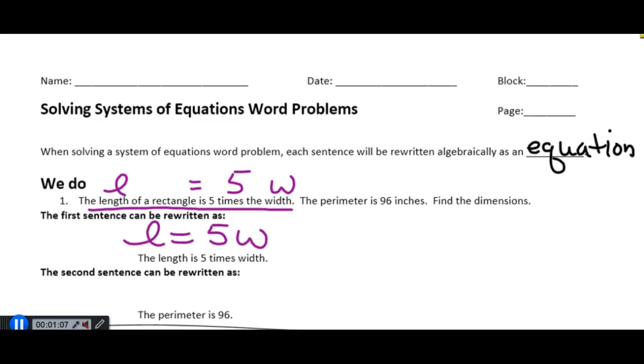Then we have another sentence that says the perimeter is 96. Now the temptation here is to introduce another variable, to say P is 96, but that's an issue because for a system of equations, with 2 equations to be solvable, we need to have only 2 variables, so we don't want to go introducing a third variable. So we think, how could I write this without using P? Well, a couple things you could do.